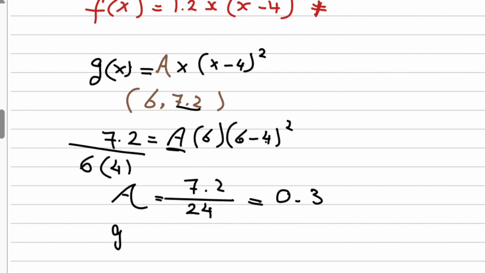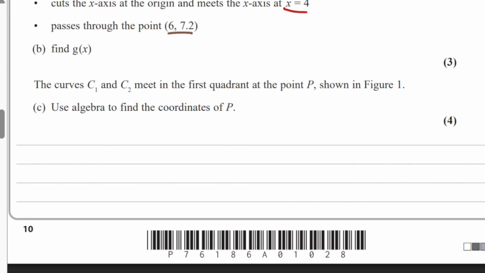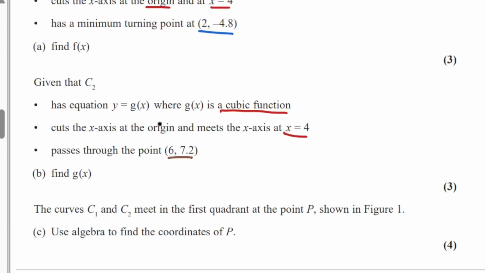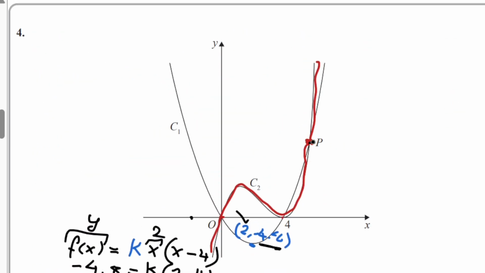So your function g of x is equal to 0.3 x minus 4 squared, and that's another nice 3 marks. Now let's look at the third part. So the last part says the curves C1 and C2 meet in the first quadrant at the point P shown in figure 1. Okay, we'll look at it. Use algebra to find the coordinates of P. They ask you to find this point.